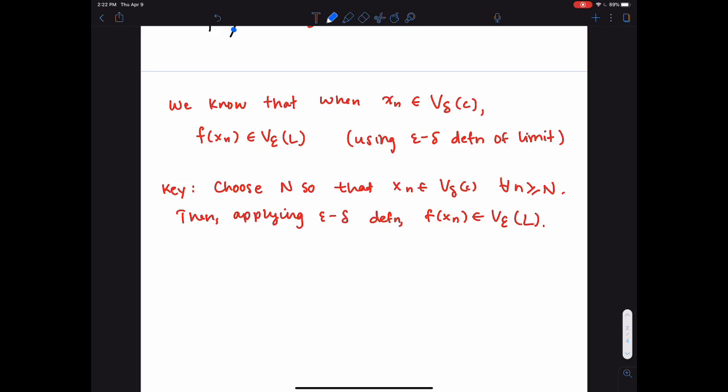So let's try to write this proof. This is the proof of the forward direction, and in this direction I am assuming that the limit as x goes to c of f of x is L. In other words, I'm assuming that for any epsilon I specify, I can get a delta neighborhood such that any input from that neighborhood will end up in the epsilon band of L.